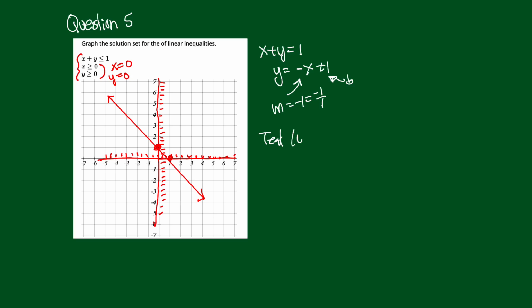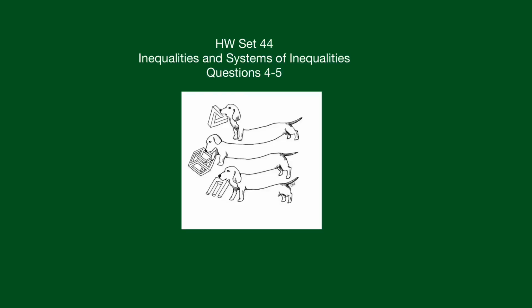I'm going to test 0, 0. Here's our inequality, x plus y less than or equal to 1. If I put 0 for x and 0 for y, 0 plus 0 is 0, less than or equal to 1. It's true. So 0, 0 is right here. That means if that point is a solution, everything down here is the solution. This is getting a little hard to see now because our region is so small. So what region do we have? It's going to be this one right here, that small triangular region. That's our solution. And that brings to an end questions 4 and 5 and our homework set 44.